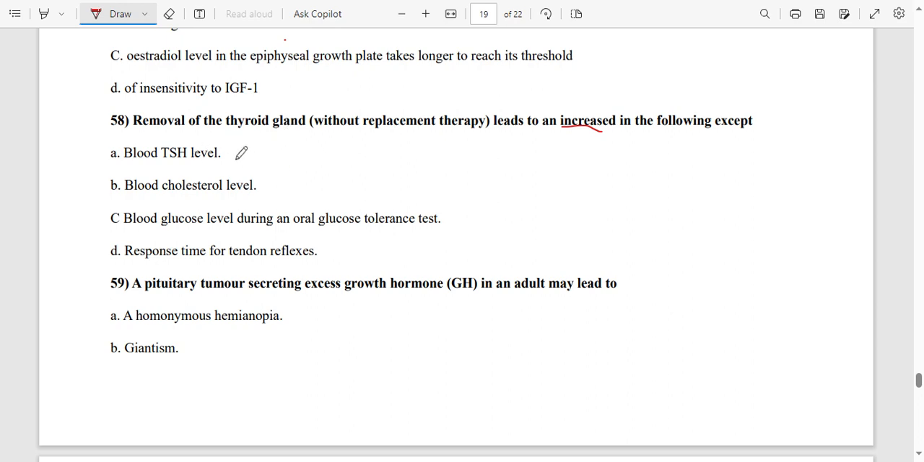But if you remove the thyroid gland, you can have increased TSH levels, because TSH is not produced from the thyroid gland. So even if it's not there, it can still be produced and it will be high. Blood cholesterol levels can still be high in the body even if you don't have the thyroid gland. So blood glucose levels will not be increased.